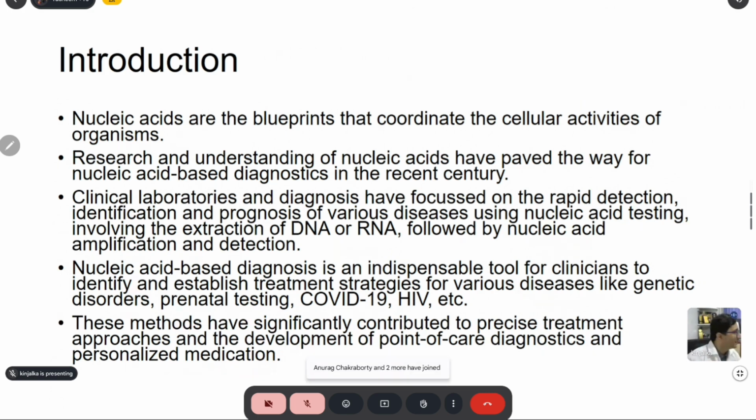Nucleic acids, basically DNA, RNA. Different types of nucleic acid based tests are there. We'll be discussing some of them in detail. Not all of them are going to be discussed in detail here, and I'll give you some links where you can have a better understanding of these things.